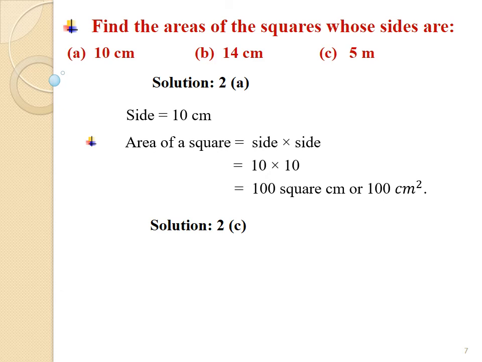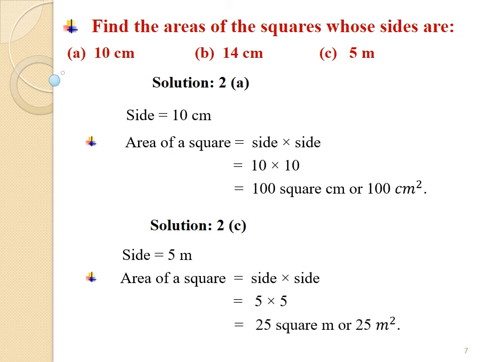Now, sum C. Side is given 5 meters. Thus, area of a square equals side multiplied by side equals 5 multiplied by 5. Now, multiplying 5 by 5, we get 25 square meters. Thus, the area of the square equals 25 square meters. Students, solve sum B by yourself.